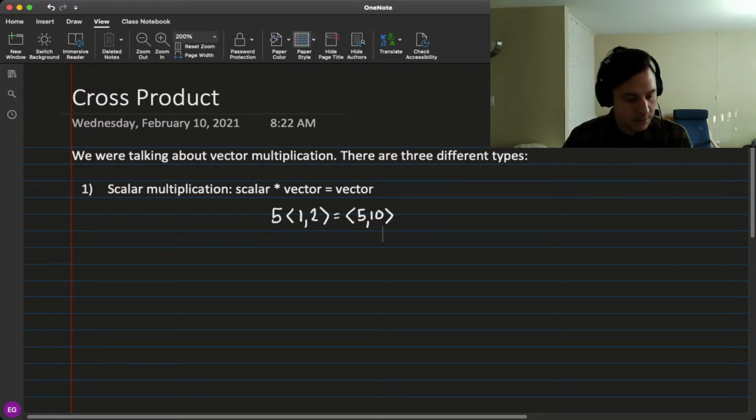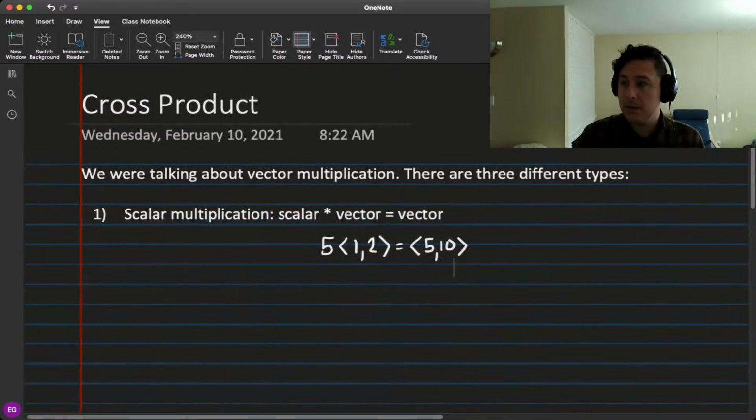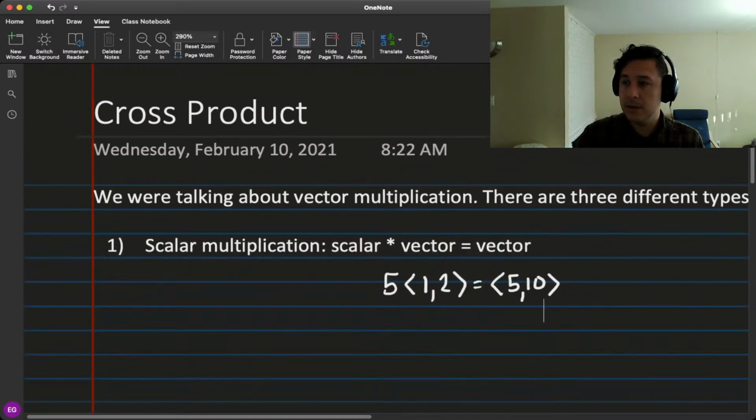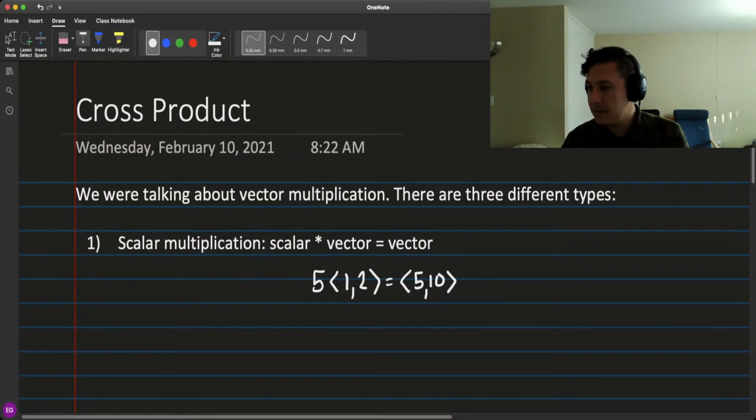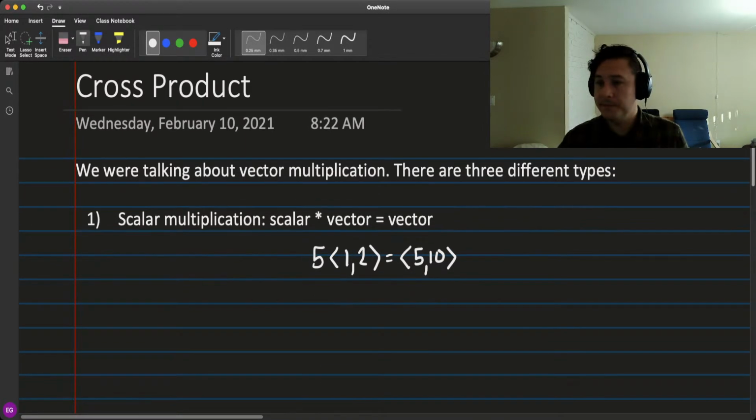My zoom isn't right. There we go, that's what I want. Let's make this bigger. Oh, yes, full screen. There we go. Okay.